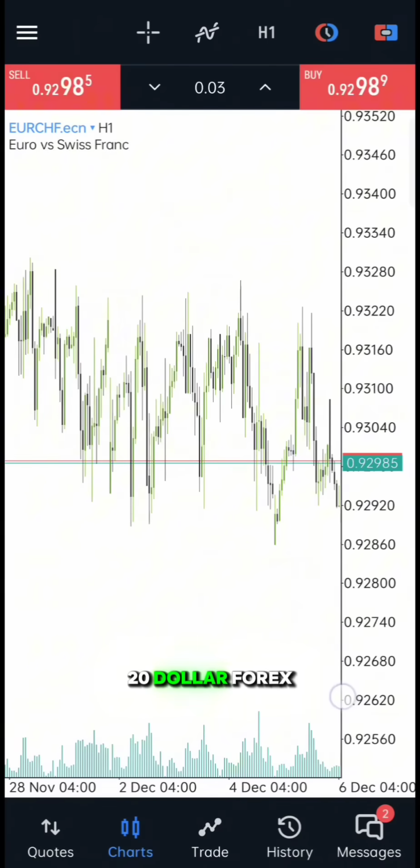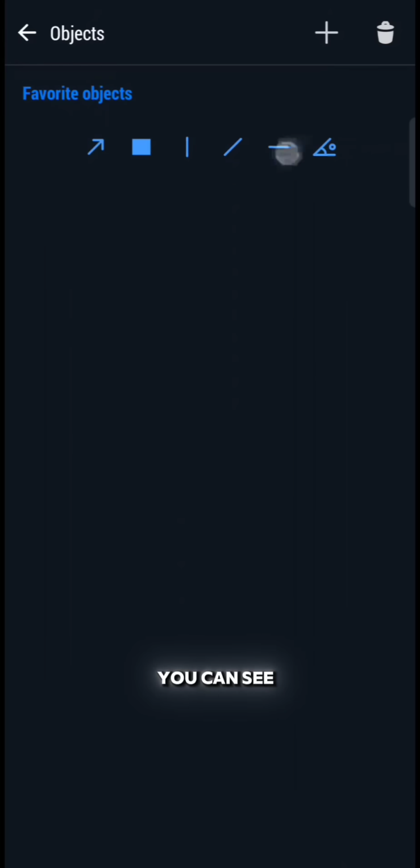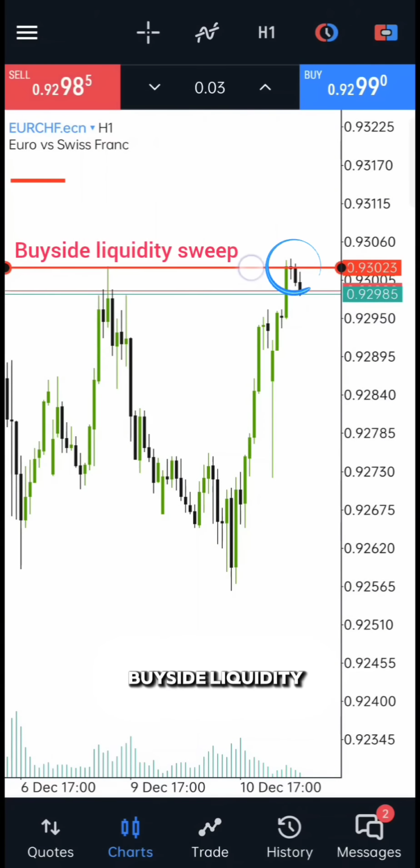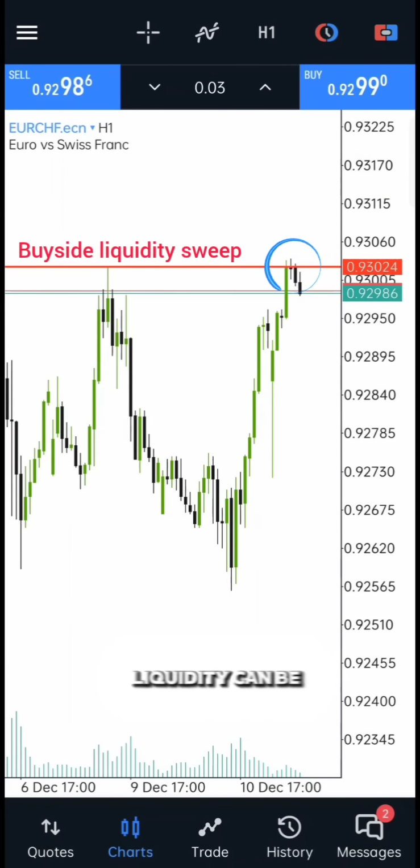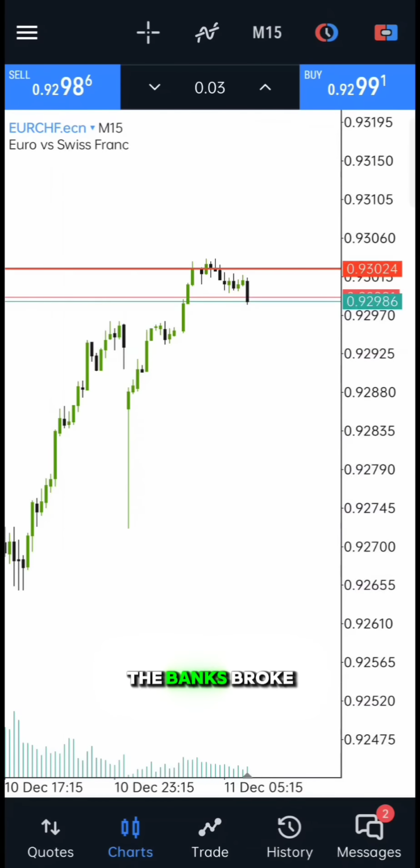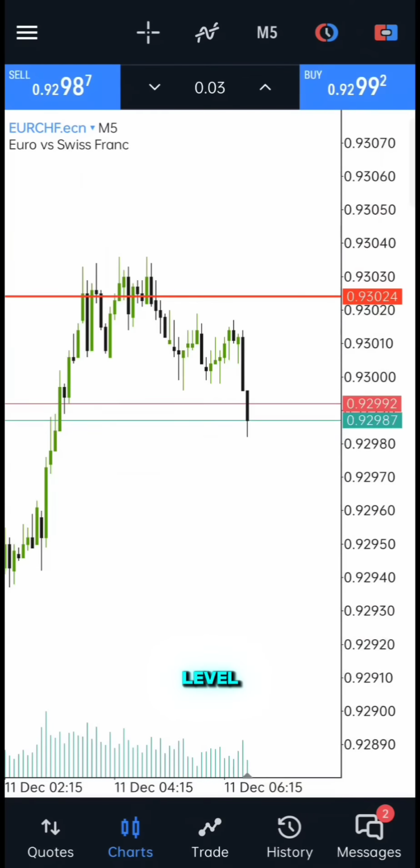This is a Euro-Swiss franc chart, and as you can see, the price has taken over the buy-side liquidity. This type of liquidity can be identified above the resistance level of price. The banks broke the resistance level and sold aggressively.